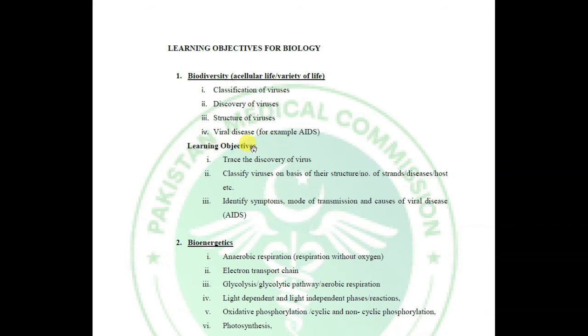Learning objective is basically a term used to describe what a student should be able to tell the examiner after reading this topic. What a student should know, or what knowledge a student should have after reading these topics or this chapter. These are: trace the discovery of virus, classify viruses on the basis of their structure, number of different diseases, etc. Identify symptoms, mode of transmission, and causes of viral disease. These are the learning objectives that a student should know after reading these topics.